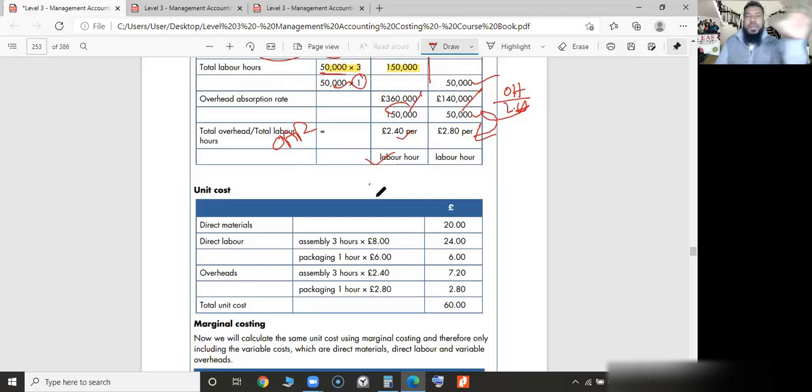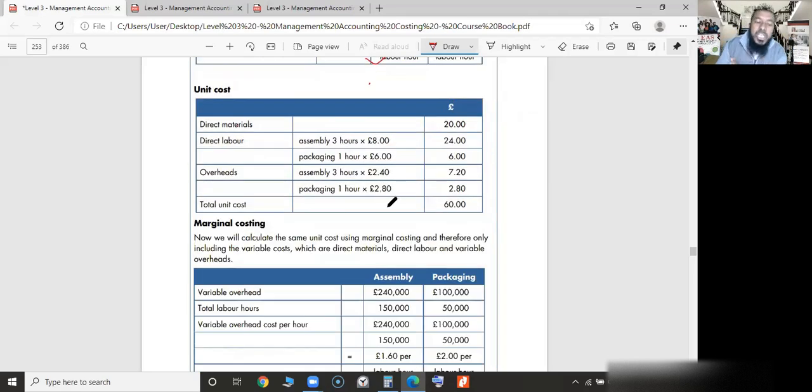Now, people, after doing the over absorption rate, we are checking what is the cost per unit under absorption costing, AC.